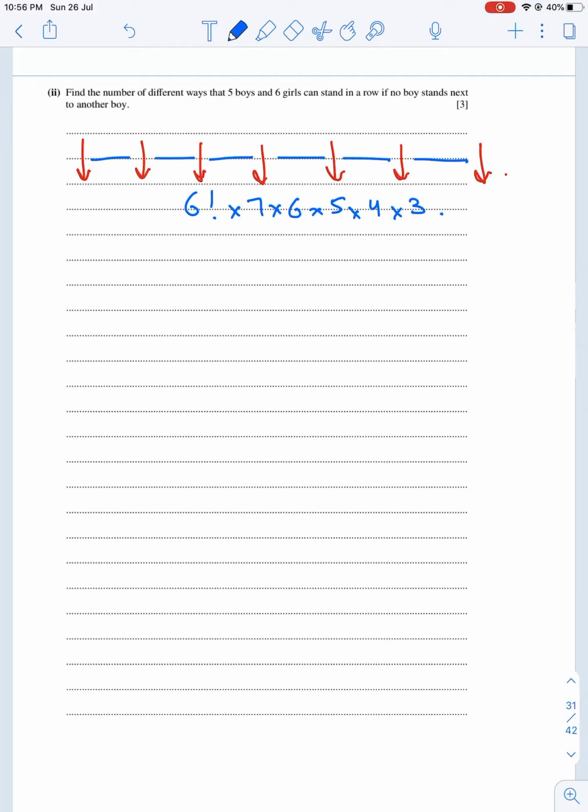So, this is how we're going to do this question. Whenever you're supposed to separate, in this case you're supposed to separate the boys, first you make the girls stand. There are 6 girls, so 6 factorial, and then you find out the possible positions where the boys can stand, and then you arrange accordingly.